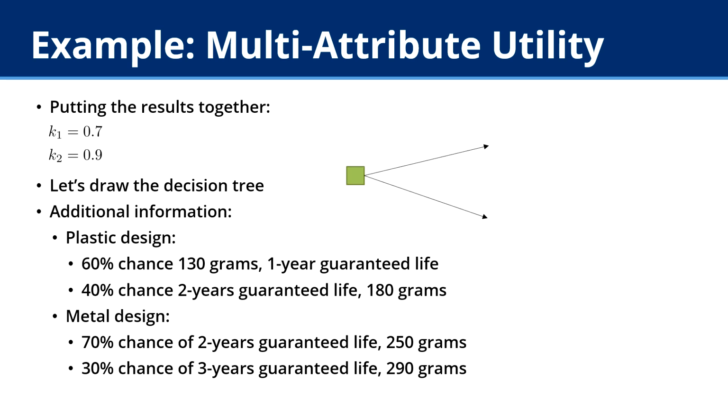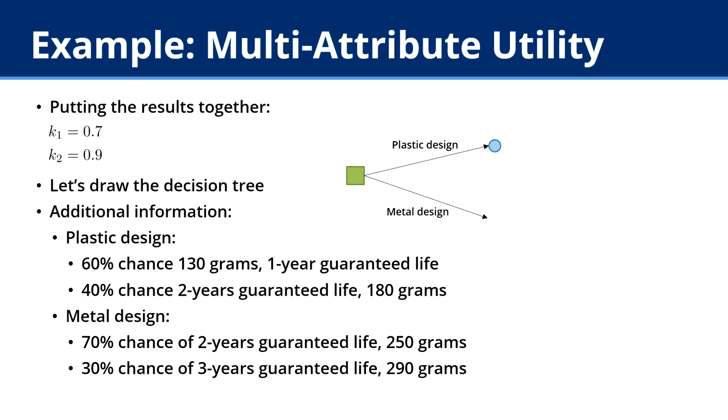Our decision tree would start with the decision, right? The first event is based on what we know right now. We have to decide: are we going to go for the plastic design development, or the metal design development? We don't know exactly how it's going to turn out, but we have some estimate of how it'll turn out. The next event, based on what you decide, is a chance node.